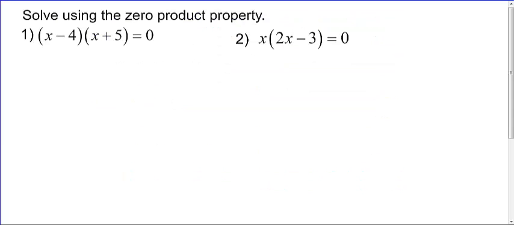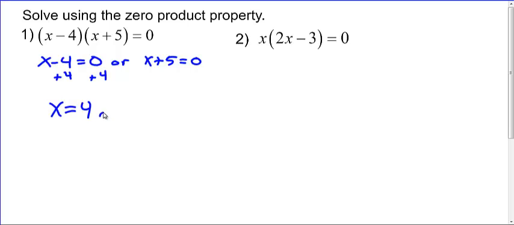So let's take a look. Let's use the zero product property to solve a couple of equations. Now, these are already factored for us, so these are nice. But essentially what we have is x minus 4 times x plus 5 equals 0. One of those two terms has to be 0. So we would say x minus 4 equals 0 or x plus 5 equals 0. That gives us two simple equations to solve. We can add 4 to each side here. We'd have x equals 4, or, and then over here, of course, you would subtract 5, so x would equal negative 5. That quadratic has two solutions.